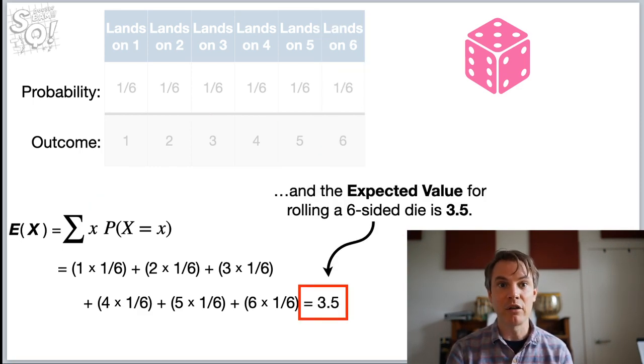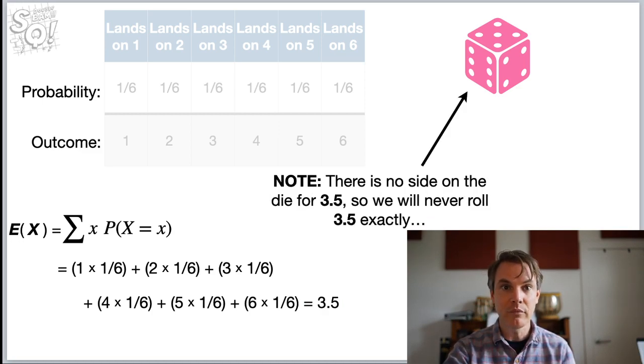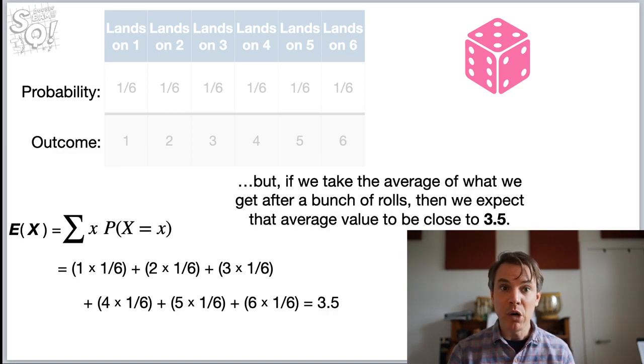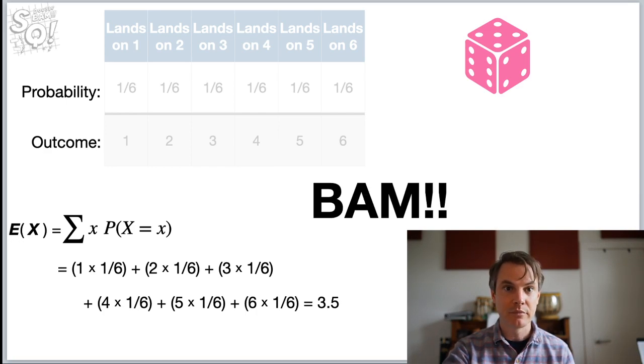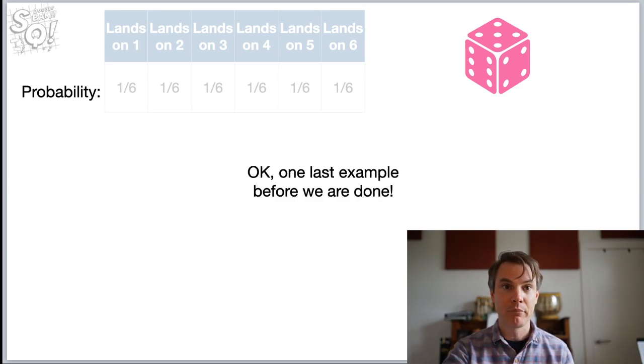And the expected value for rolling a 6-sided die is 3.5. Note, there is no side on the die for 3.5, so we will never roll 3.5 exactly. But if we take the average of what we get after a bunch of rolls, then we expect that average value to be close to 3.5. Bam. Okay, one last example, and then we're going to be all done.